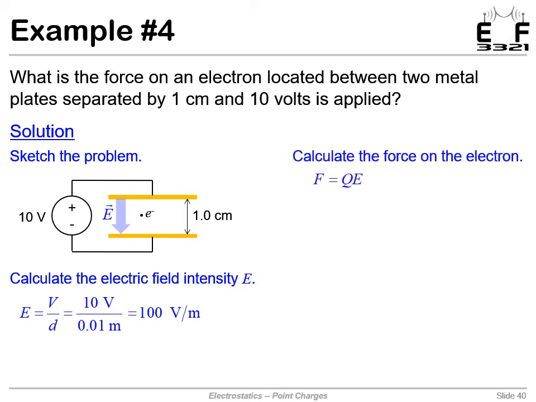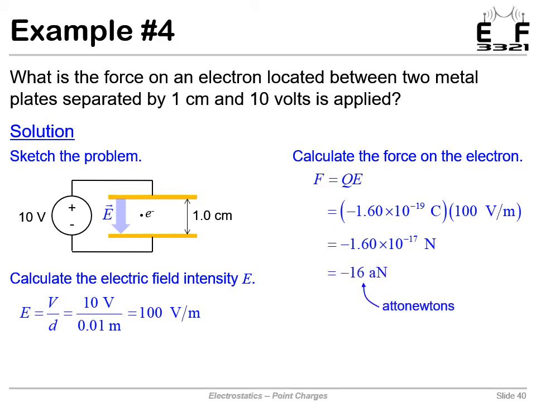So force is charge times the electric field. The charge of an electron is negative 1.60, and there are more decimal points that I'm not putting here. So negative 1.6 times 10 to the minus 19 coulombs times the electric field, which we calculated to be 100 volts per meter. If we run the math, we get minus 1.6 times 10 to the minus 17 newtons. It turns out that's about minus 16 attonewtons.